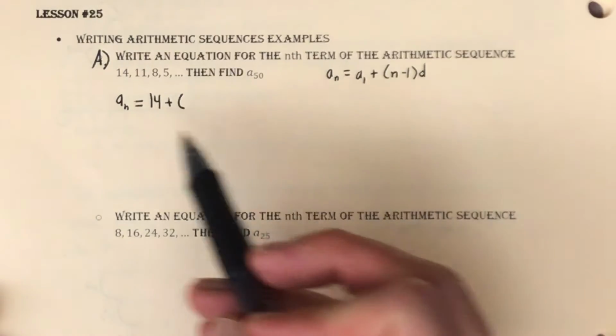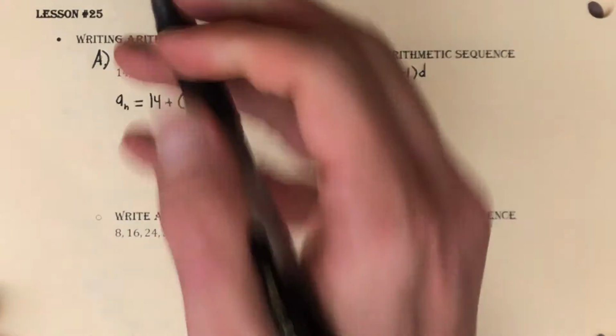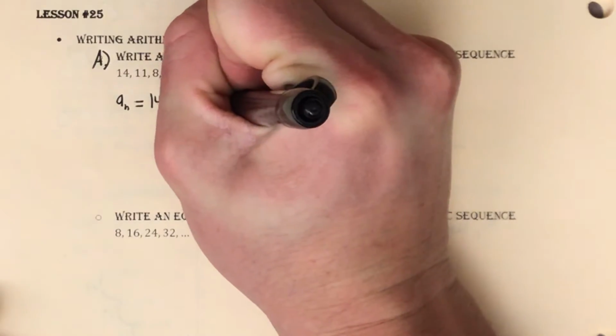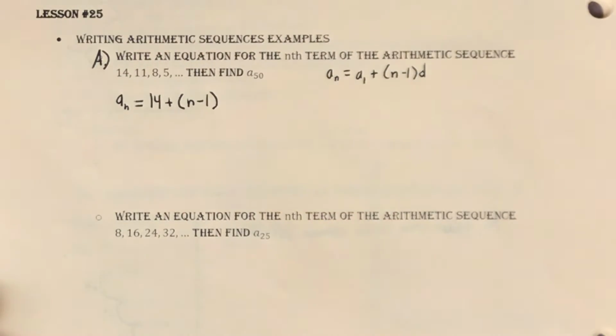Well, I don't know what n is. That's the nth term, so I'm going to leave that as n. So I'm going to call that n minus 1, parentheses d, so the common difference. Well, I need to figure out the common difference, so I got to go in there and do that.